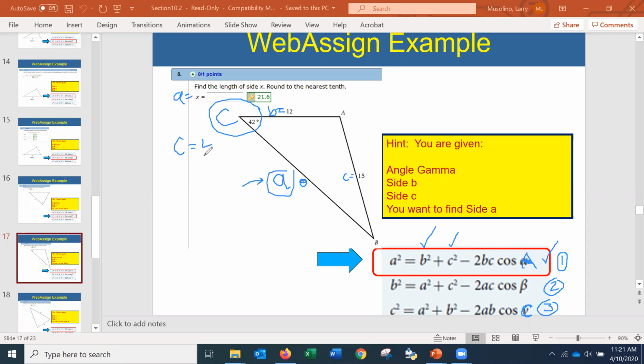Why don't we use formula 3 then? Because formula 3 involves angle C. But why can't I use formula 3? What's wrong with that formula? Hold on, we know cosine gamma is 42 degrees.